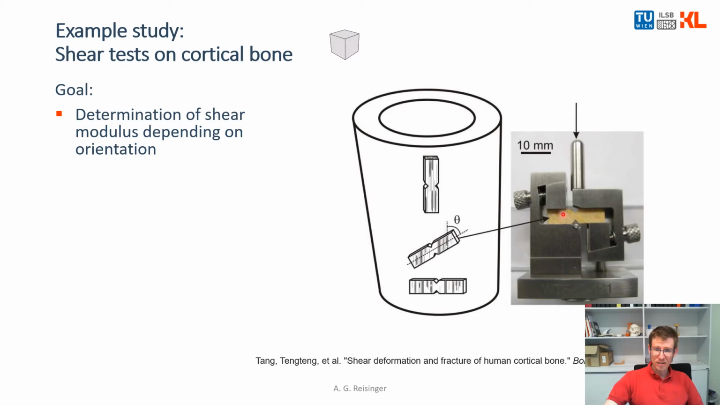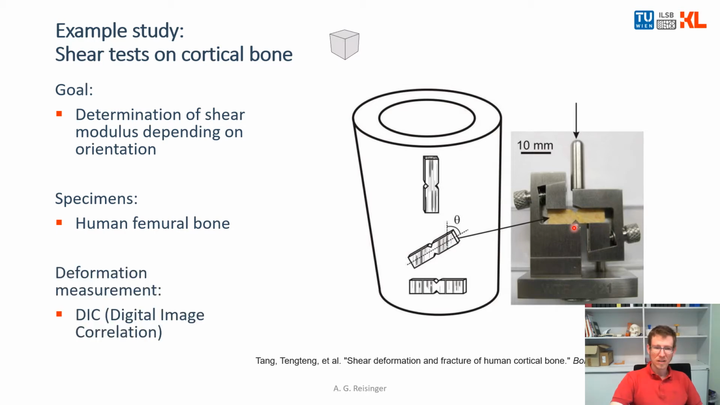The sample is clamped here. This piece is fixed, and the right piece can move up and down. Here you see a pin that slides in and out of this base plate. And by looking with the camera on the surface and by applying DIC measurement, the shear strain can also be measured along with the stress. Specimens used here were human femoral bone. And the deformation measurement was done with digital image correlation, so with the camera basically. How this is working and what is meant by that will be explained later in the sensors section.